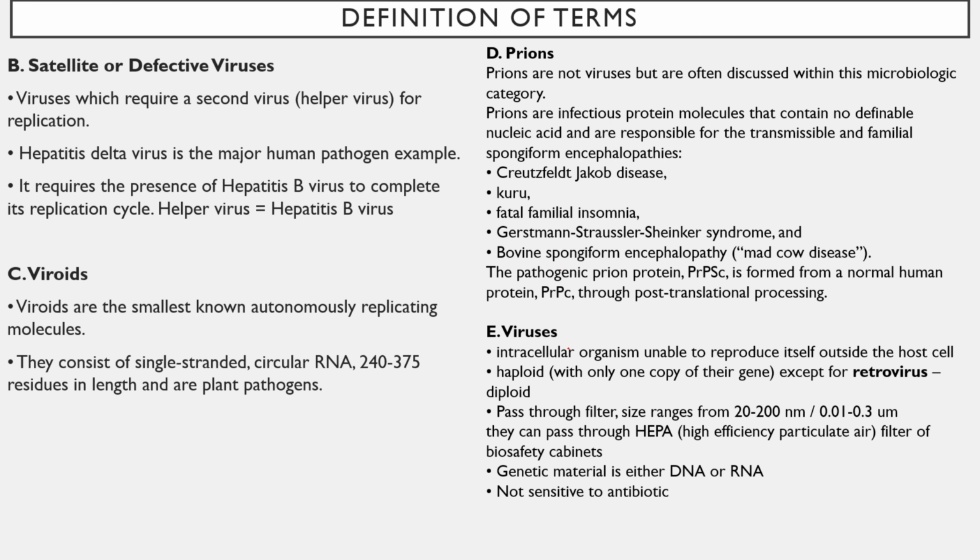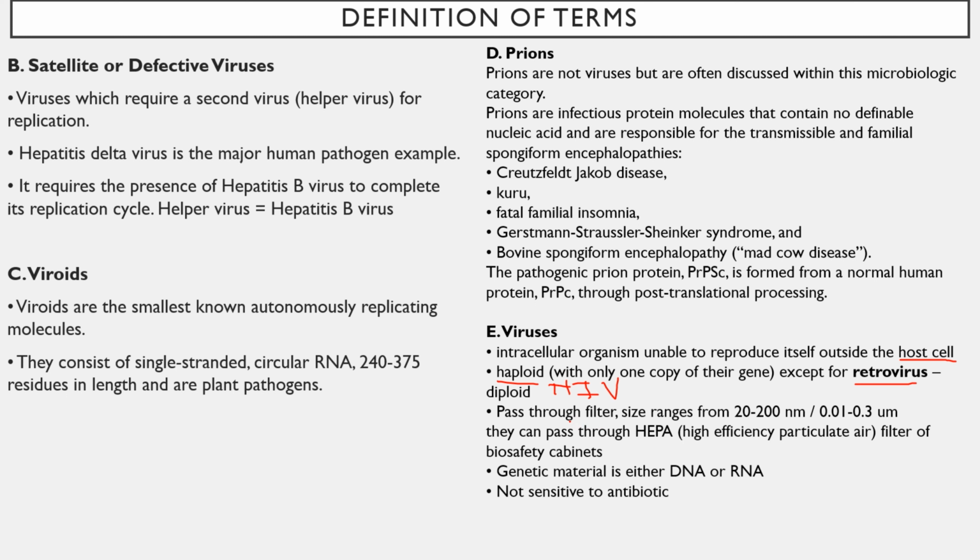Then we have the term viruses, class. So these are intracellular organisms unable to reproduce itself outside the host cell. So ang viruses nyo, class, to simplify, they would require a host cell. Without a host cell, class, they cannot reproduce. Now, viruses could either be haploid, meaning they only have one copy of their gene, except, may exception dito, class. The only exception is the retroviruses. Retroviruses are considered diploid. Yung mga HIV nyo, class, they are considered diploid.